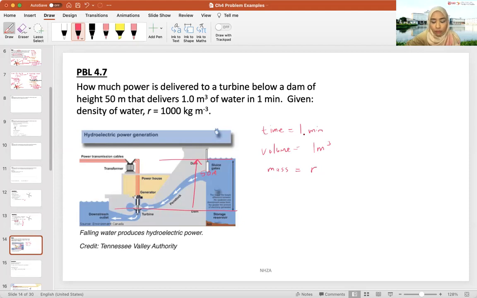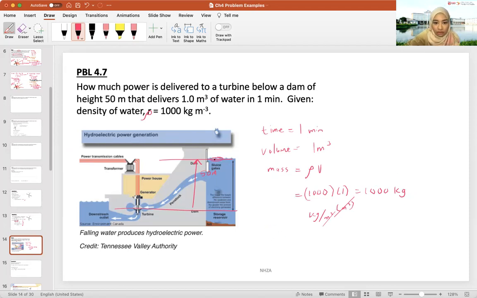So mass is density of water, bukan density rho ke? Kan density rho kan? Rho times volume. So that is 1000 times 1. So that is 1000 kilogram. Yang ni 1000 tadi tu kilogram per meter cube. 1 was meter cube, darab dengan meter cube, cancel out with meter cube, I'm left with kilogram. So mass is density times volume. So I have 1000 kilogram.